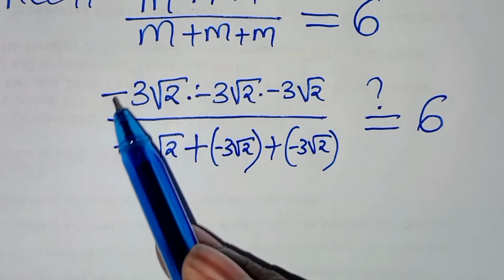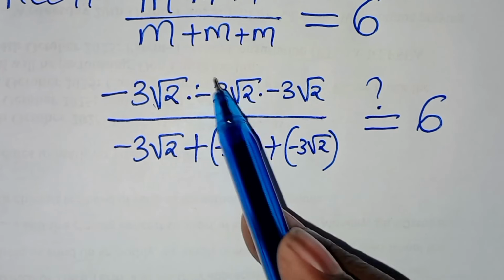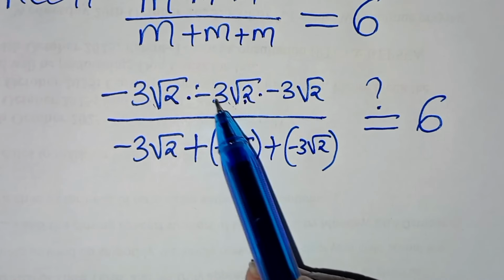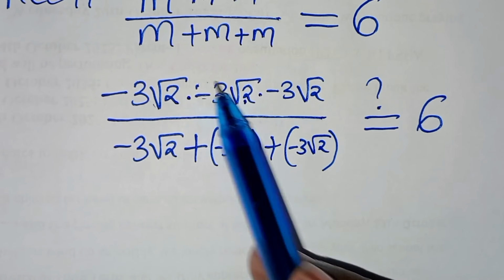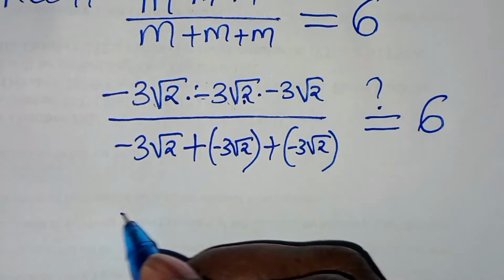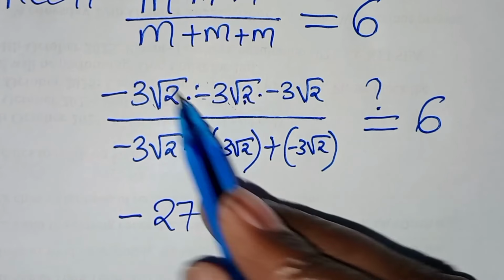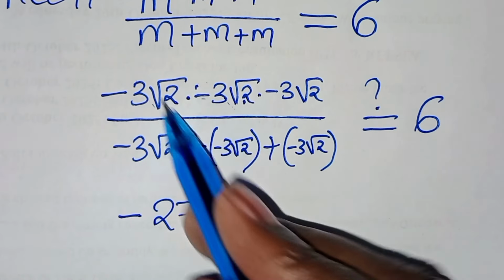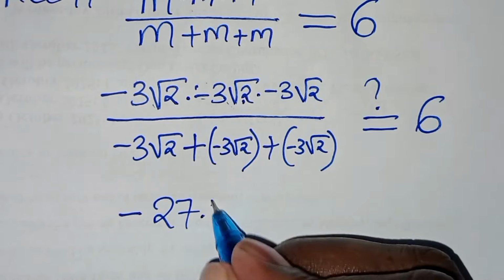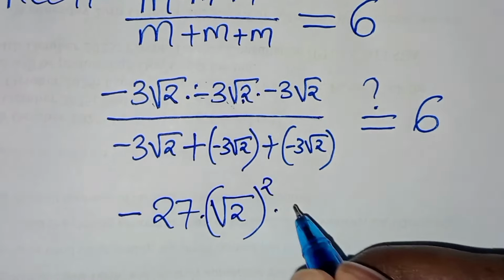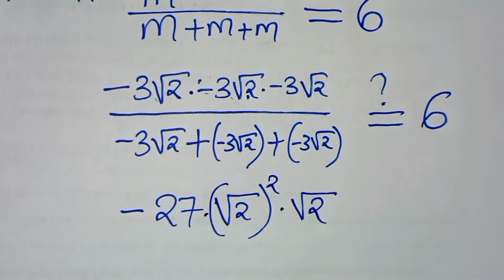So we have minus 3 square root of 2 times minus 3 square root of 2. This is the same thing as saying minus 3 times minus 3. This is equal to 9 times minus 3. This is minus 27. Then we have square root of 2 times square root of 2. This is square root of 2 squared. Then times square root of 2.